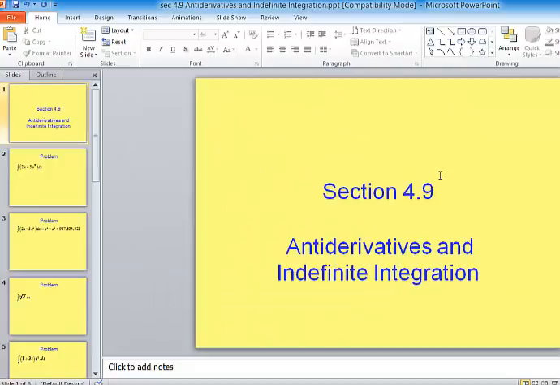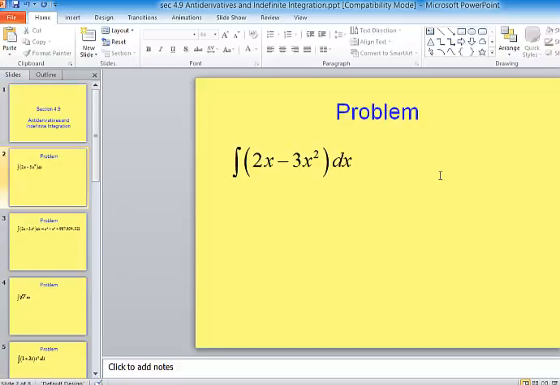So section 4.9. The book calls the section antiderivatives. I'm also going to talk about what's called indefinite integration. This is a mouthful right now, I realize that. But I'll explain what I mean by an indefinite integral. And so here's the very first problem I'm going to give you. So I'd like you to write it down.